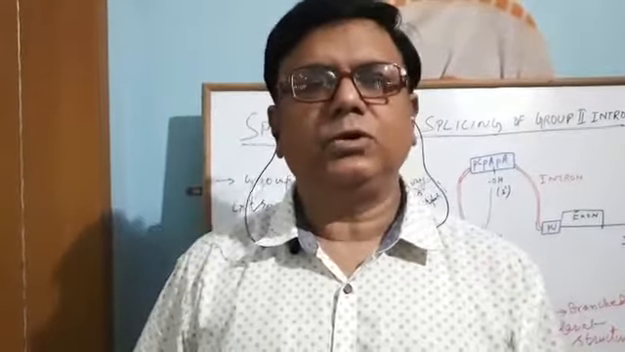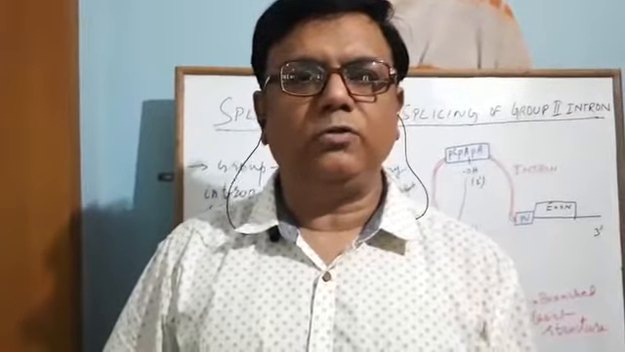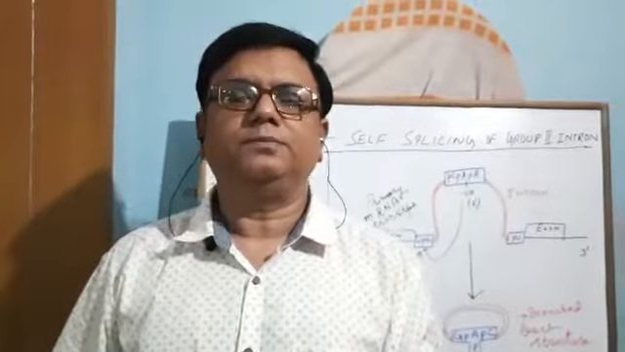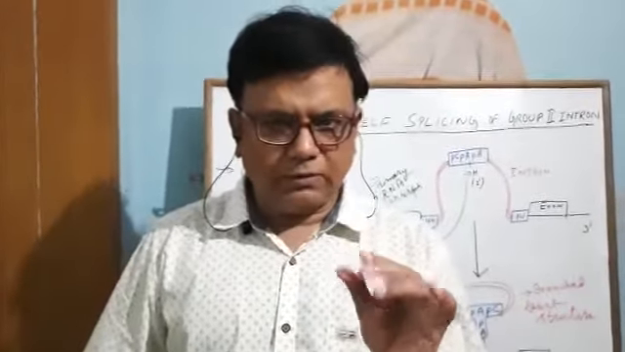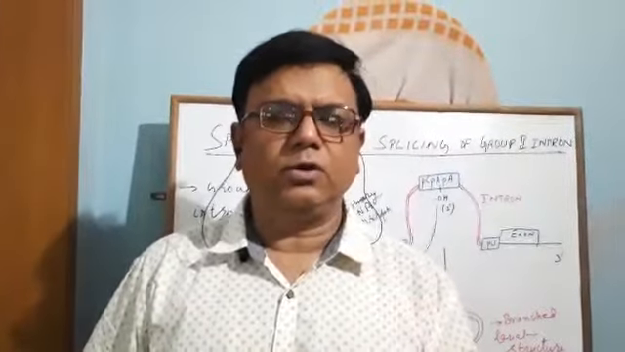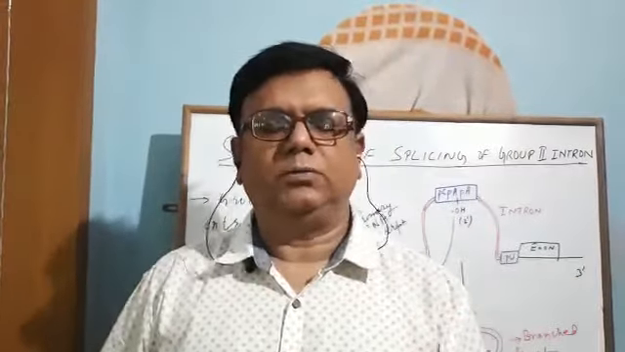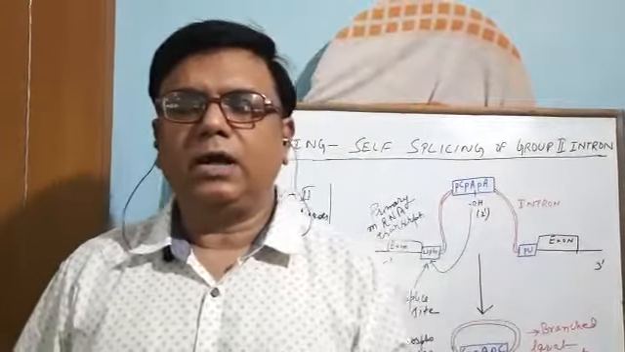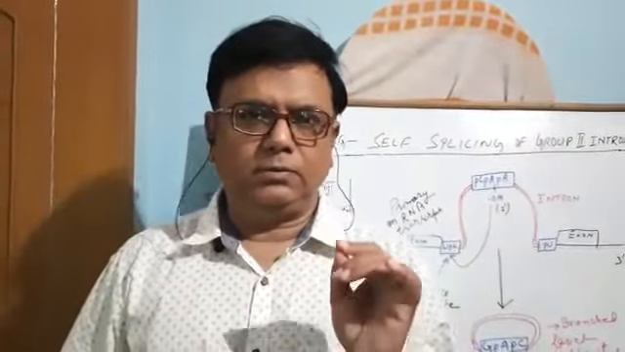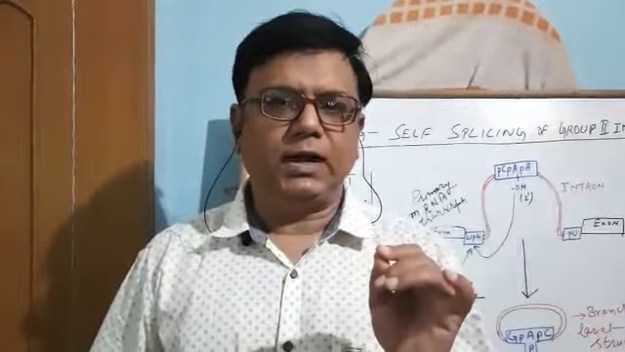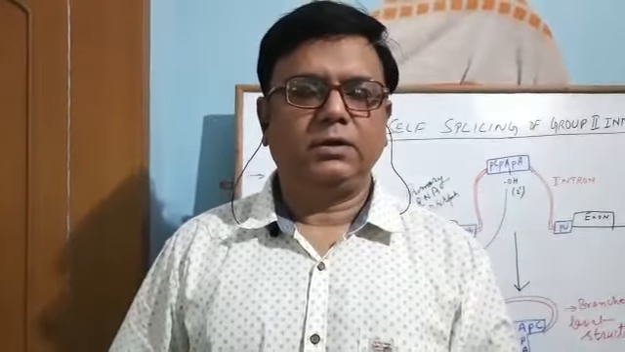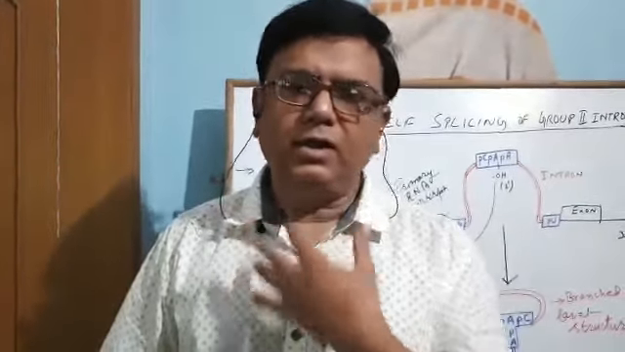So what happens during self-splicing of group 2 introns? Within the intron there is a nucleotide sequence which is non-coding, that is a branch-point nucleotide, and mostly it is adenylate. So what happens, the 2' OH of the adenylate starts the reaction, and it acts as the nucleophile.